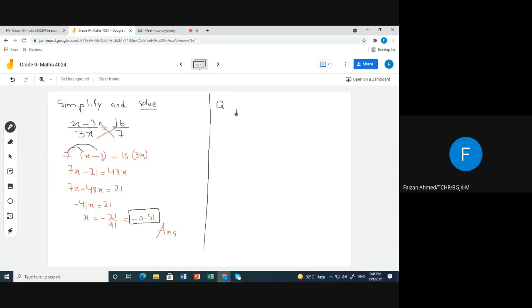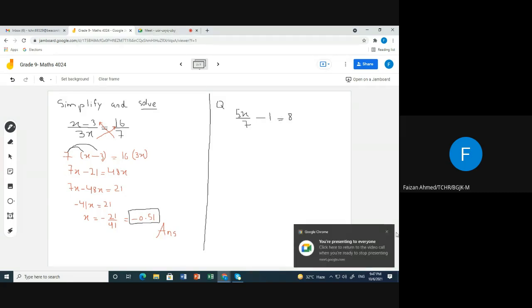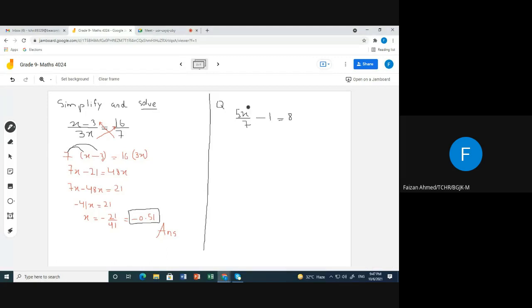The question was like this: 5x upon 7, minus 1 equals 8. This was the question from your assessment, and the question was to solve. We have to solve it, which means we have to find the value of x. So we have to shift everything to the other side first.